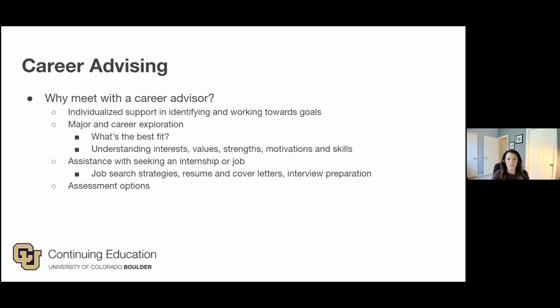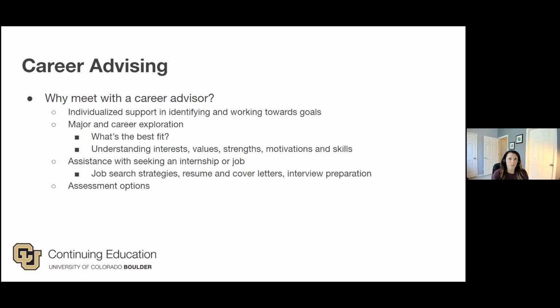I think the biggest thing is to remember that this is really meant to be individualized support in helping students or anybody really identify what goals they might have, and also what they need to do to work towards those goals. And even if somebody hasn't really figured out exactly what that goal is, that's okay too, because the other piece of this can be some long discussion about major and career exploration.